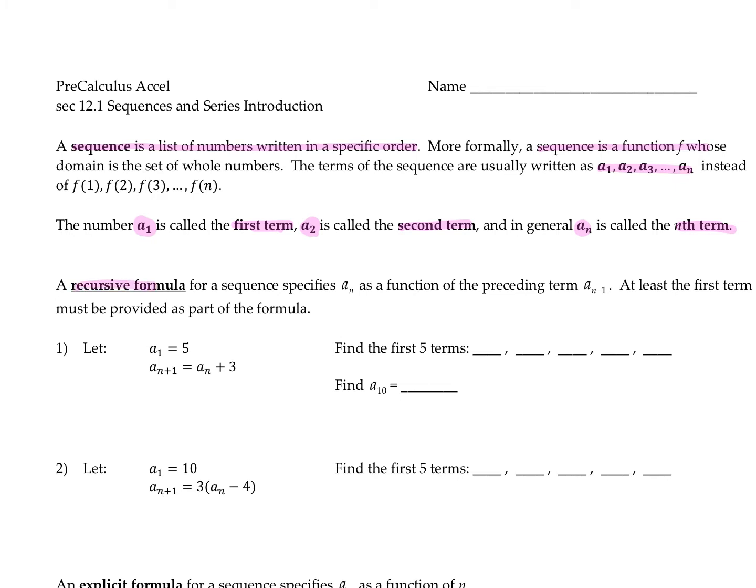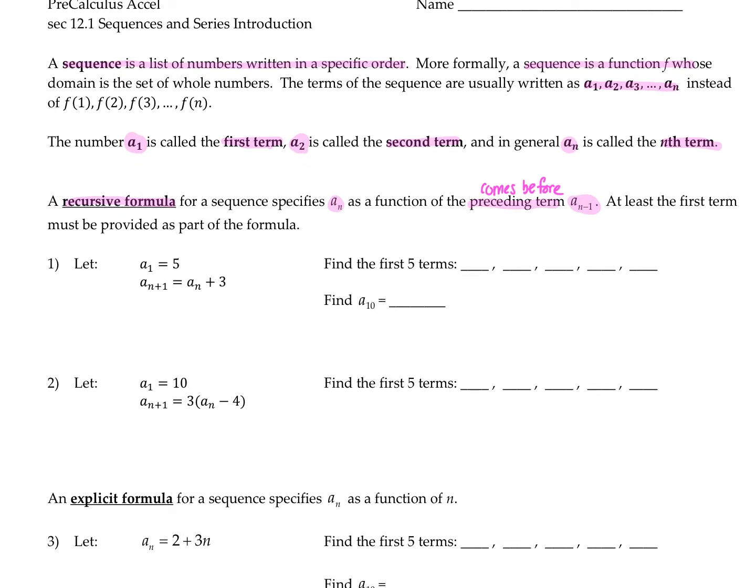First, we're going to talk about something called a recursive formula. So a recursive formula for a sequence specifies that our nth term is a function of the preceding term, preceding meaning the one that comes before, at least the first term must be provided in the formula. So if we look at number 1 here, it says A1 is 5, and then it gives us the recursive formula that AN plus 1 is equal to AN plus 3.